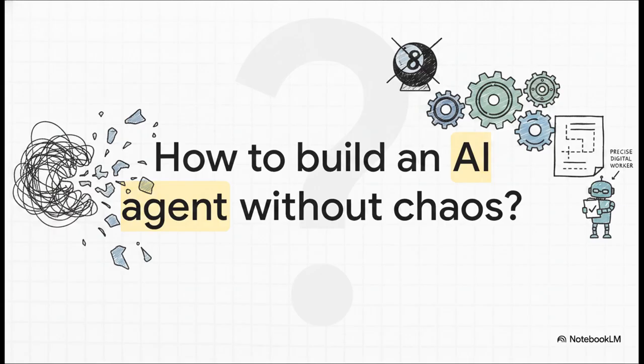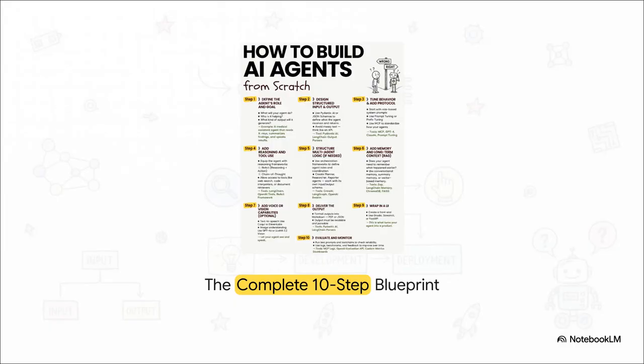What we're doing today is walking through a reliable blueprint to take back control so we can turn those unpredictable text generators into precise digital workers. Let's just dive right into this master map. Here is the complete 10-step blueprint we're going to conquer today. Now, looking at it all at once, yeah, it might seem like a lot.